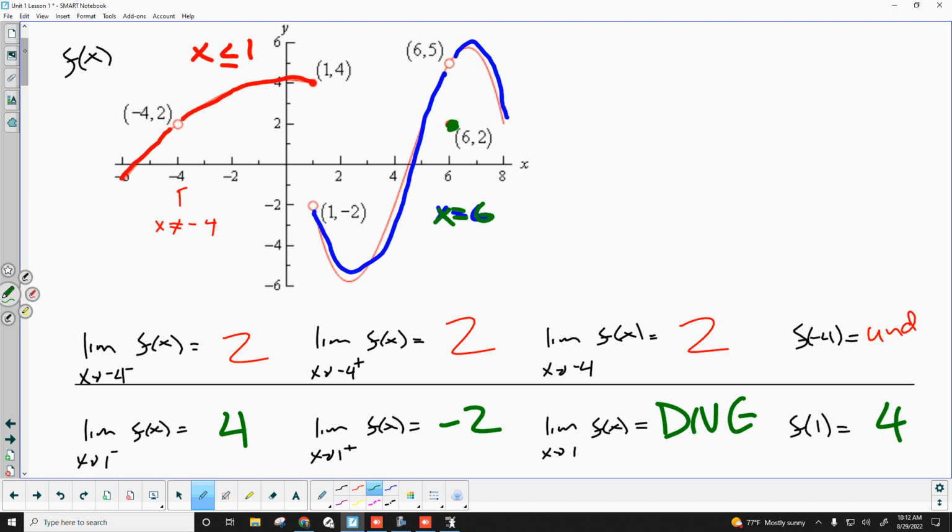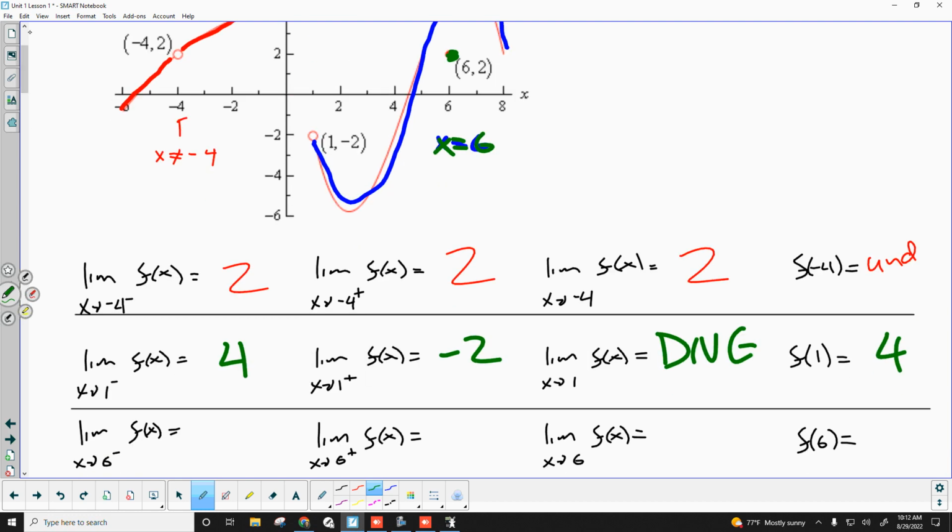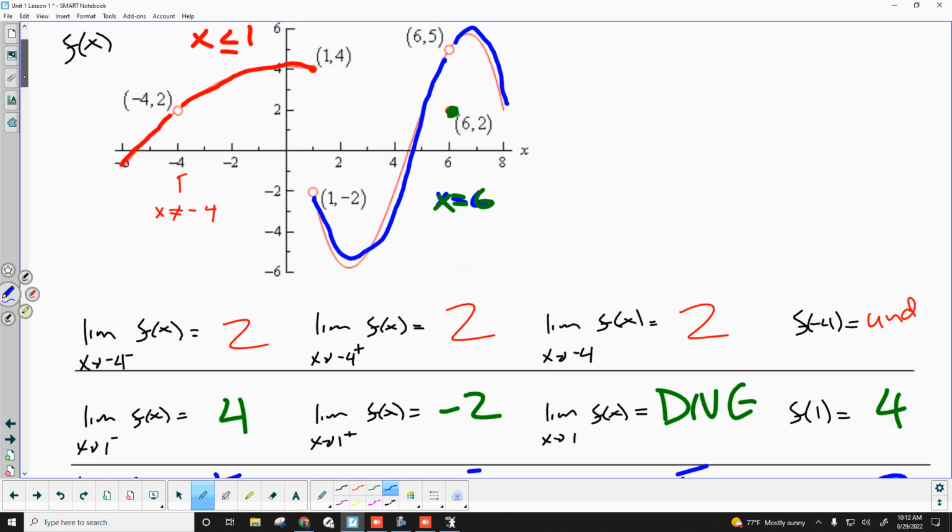Switching over to Abernathy, your table. What do we get for the 6s? You guys are experts. 5, 5, 5, and 2. To the left and right of 6, I'm using this piece. I'm approaching that y-coordinate 5, but at 6, I get 2. If you got that right, everybody, good. If you didn't, it's okay.